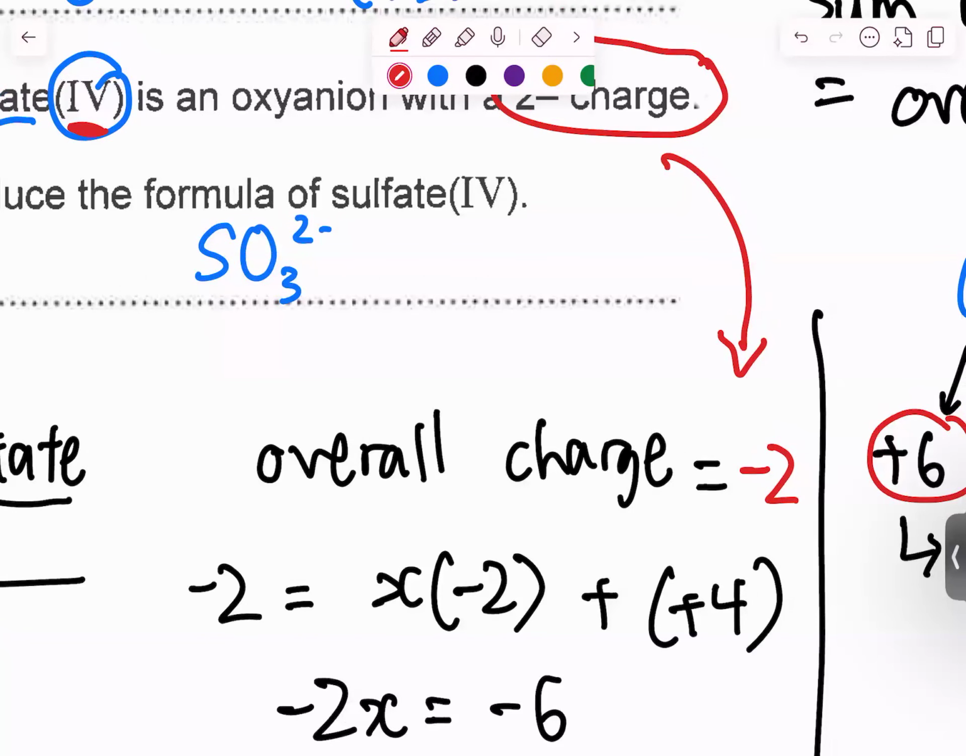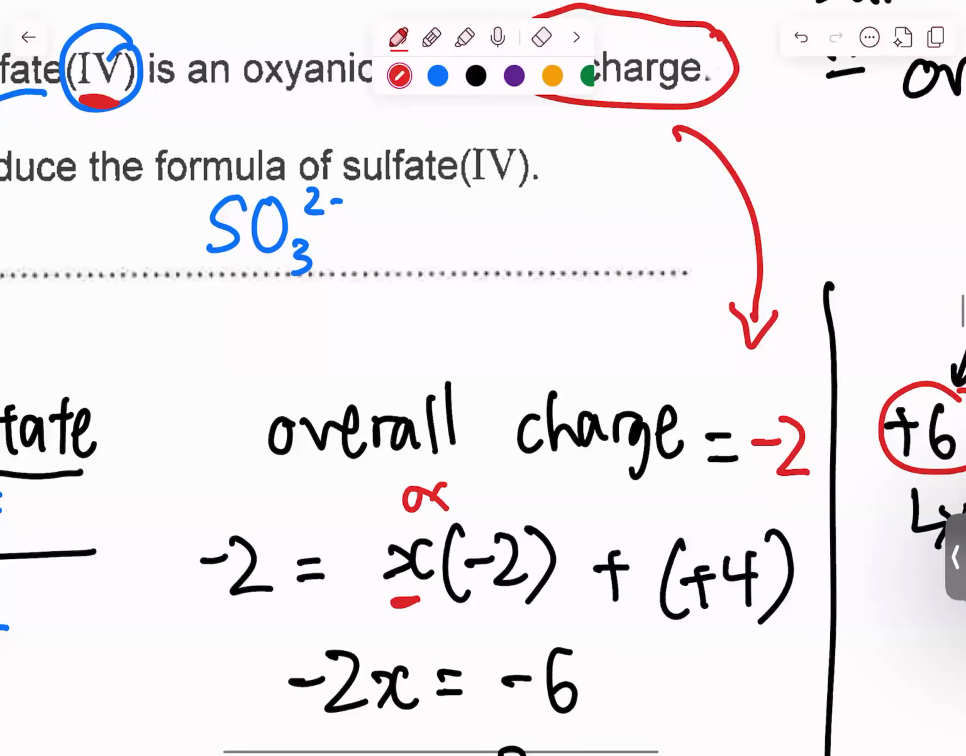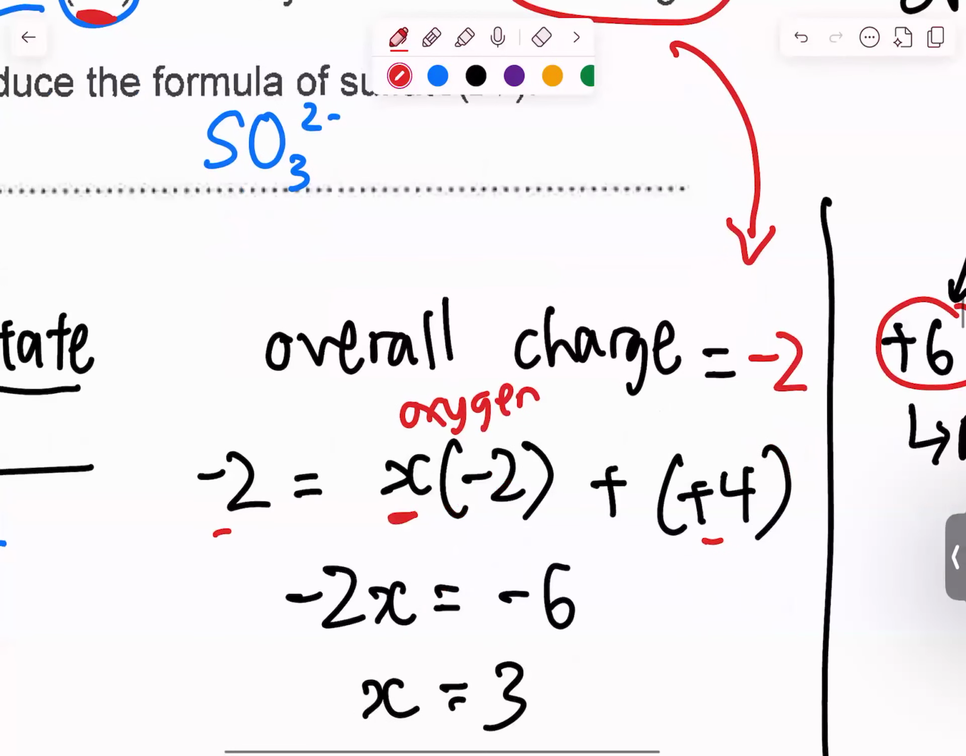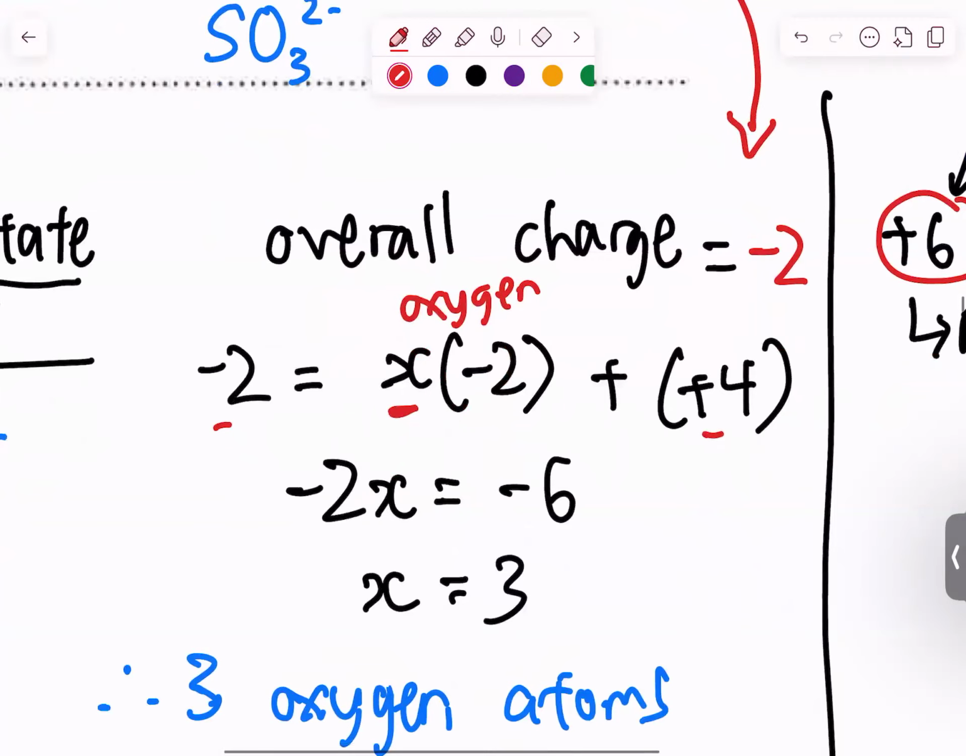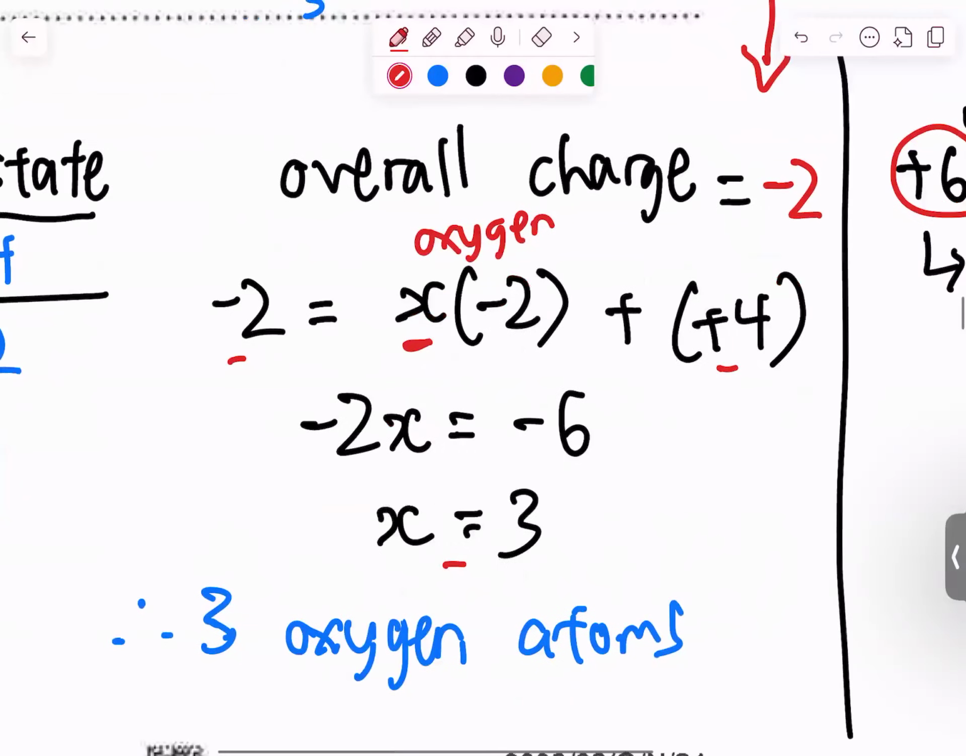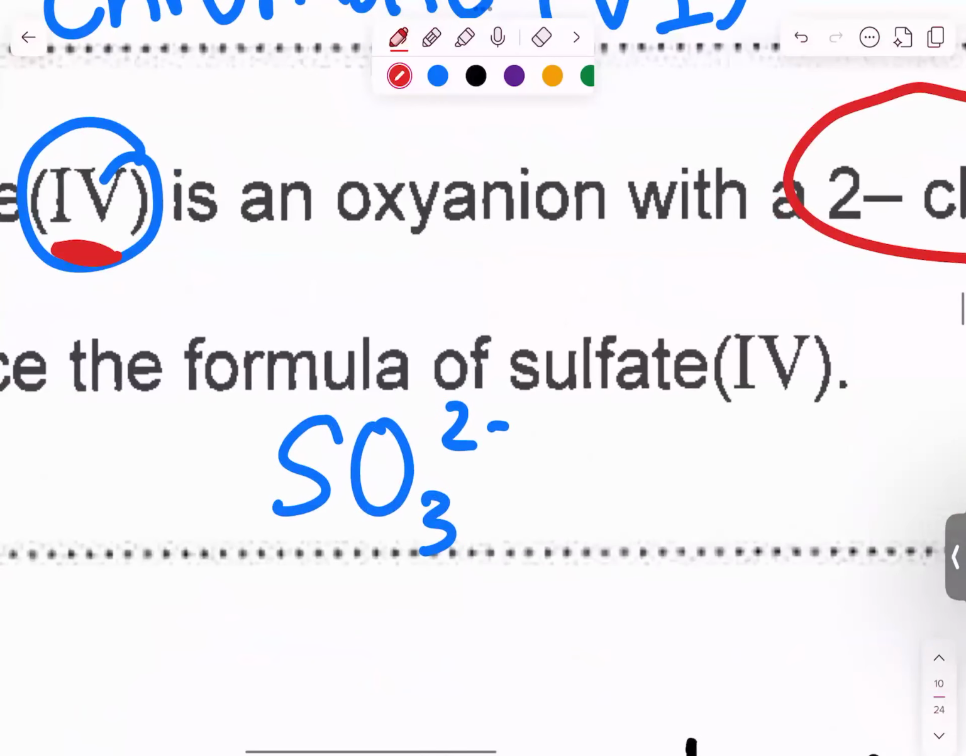But I don't know how many oxygen atoms I have yet. So what do I do? I just put X first. So this is oxygen, right? And then this is my sulfur. This is my overall charge. So I let the number of oxygen atoms be X. I solve for it. X is equal to 3. I get 3 oxygen atoms. And therefore, this will be the formula of my sulfate. Clear?